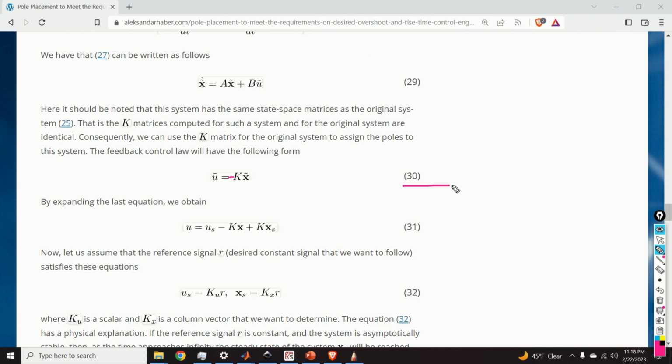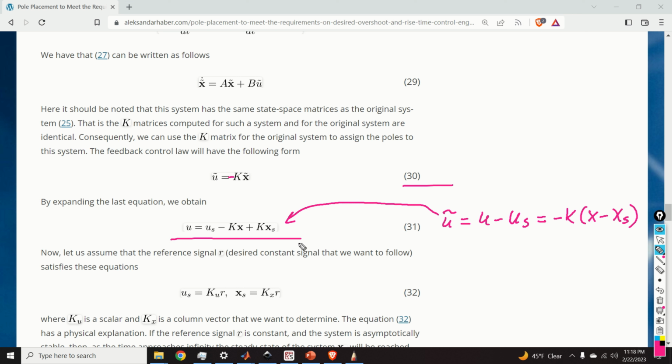By expanding this equation, that is equation number 30, we can obtain this equation. And to see that, you can simply write u tilde is equal to u minus us, and that's basically equal to minus K multiplying x minus xs. And if you multiply the terms and transform this equation, you will obtain the equation that you can see over here. The next step is to parameterize us and xs.